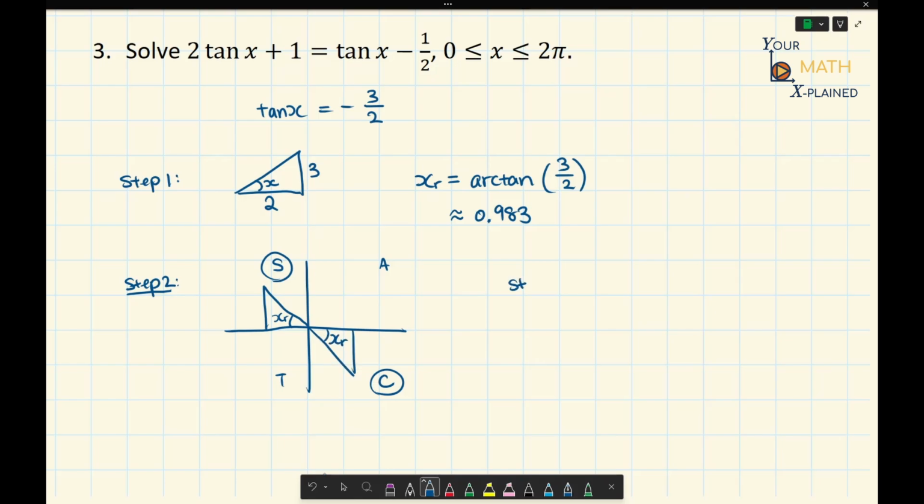And then finally, for step 3, we're going to use this diagram to find our solutions. So the angle that is in quadrant 2 is going to be x is equal to pi minus our reference angle. So that ends up being roughly 2.16. And again, make sure that you use the full value for the reference angle when you put it into your calculator. So don't round your answer until the last step. And then our other answer, which is in quadrant 4, is going to be equal to 2 pi minus our reference angle. And that is roughly 5.30.